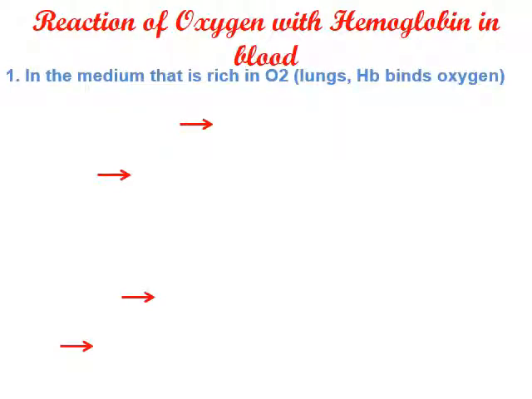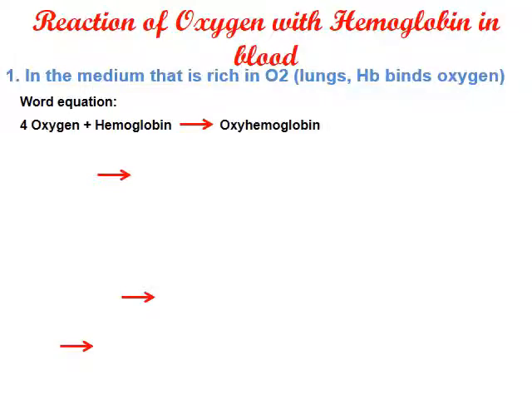In a medium that's rich in oxygen, like the lungs, hemoglobin is going to bind to oxygen. Word equation: oxygen plus hemoglobin gives oxyhemoglobin. Here we have 4 oxygen, so you have to be careful with this. Chemical equation: 4O2 plus hemoglobin Hb gives HbO8, oxyhemoglobin.